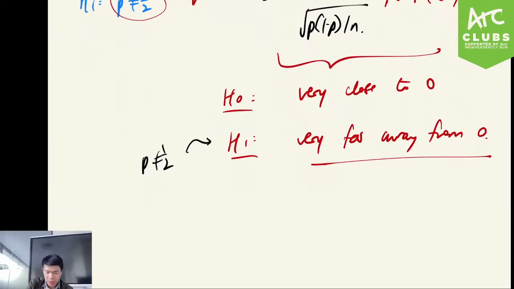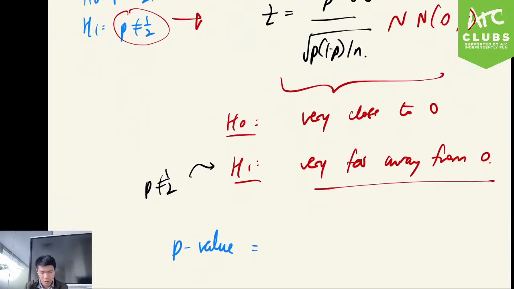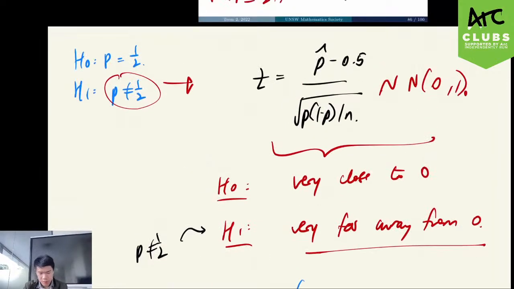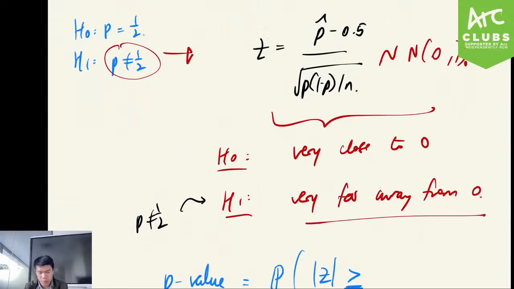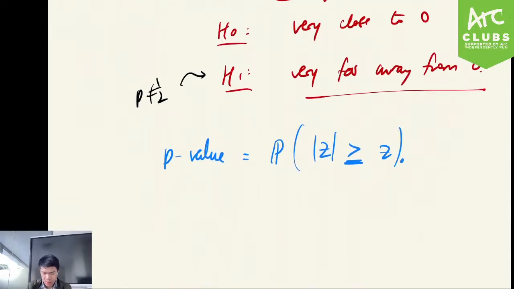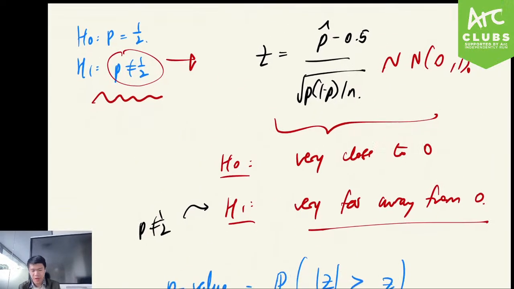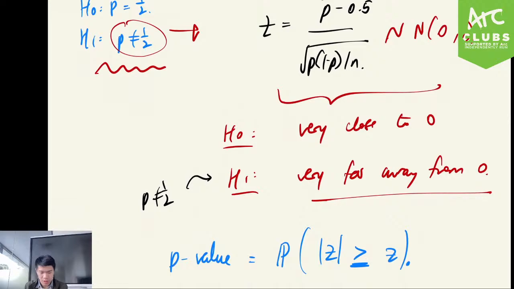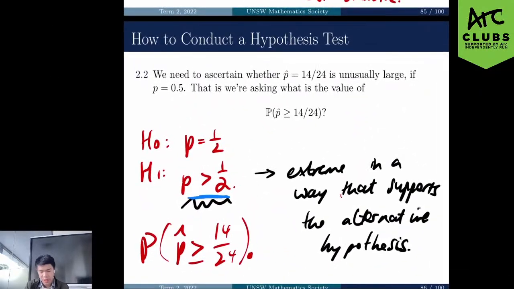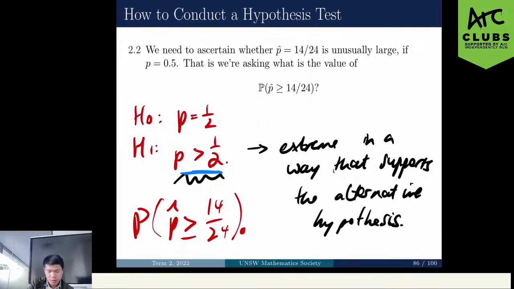So in that case, our p-value can be very, very high or very, very low. It will be the probability that the absolute value of Z is greater than or equal to the number we observed. If we have a two-sided test, we take the probability of it being large in either direction. But in this case, because we just want to find out if it's greater than a half, we take the probability that it's greater than or equal to 14 on 24.